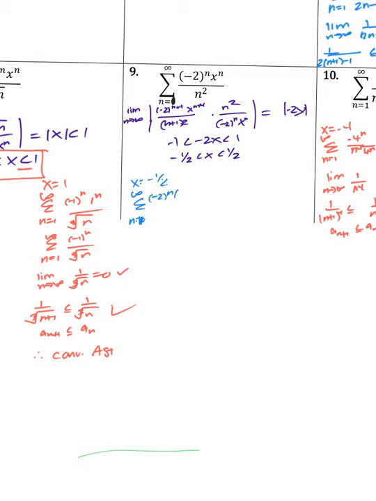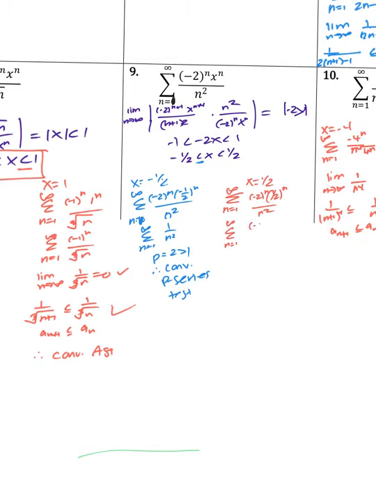-2 to the n times -1/2 to the n, that numerator is just going to become 1 to the n. So this is going to simplify to be 1 over n squared. That's a p series. 2 is greater than 1, therefore this converges by the p series test. So there is going to be an or equal to here. Now let's go ahead and check when x is +1/2.